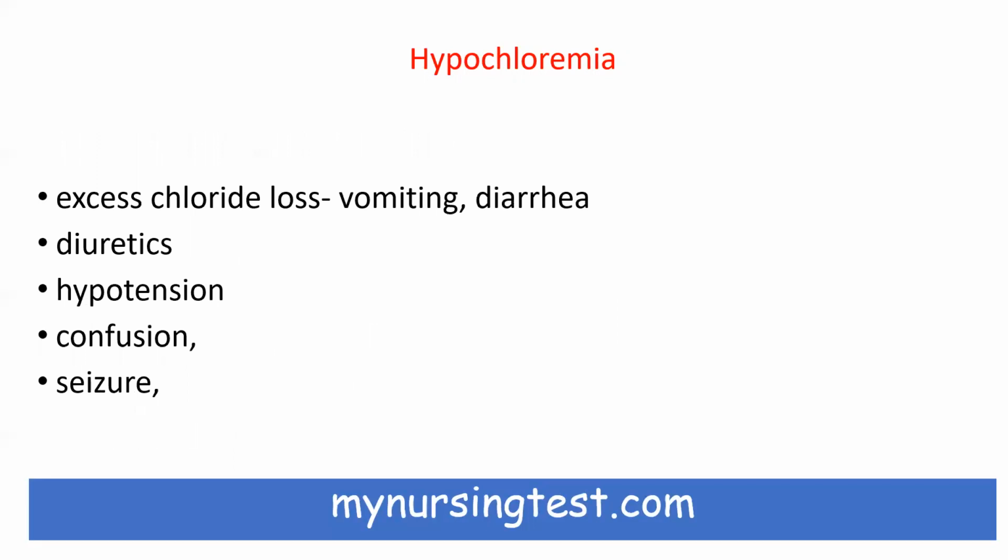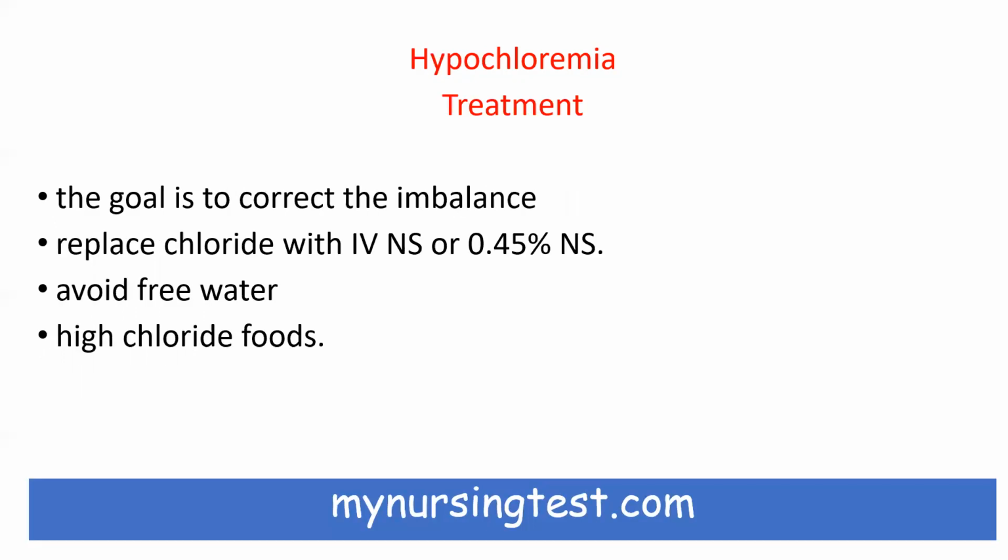Hypochloremia, again, doesn't really occur by itself. It occurs while other things are happening in the body, like there are other electrolyte imbalances going on. So the treatment is really to correct the imbalance. We can replace chloride with IV normal saline. We should also avoid free water, and we can have the client take high chloride foods. What foods are high in chloride? Do you know? So remember, C for chloride, C for cabbage family. The cabbage family is high in chloride.